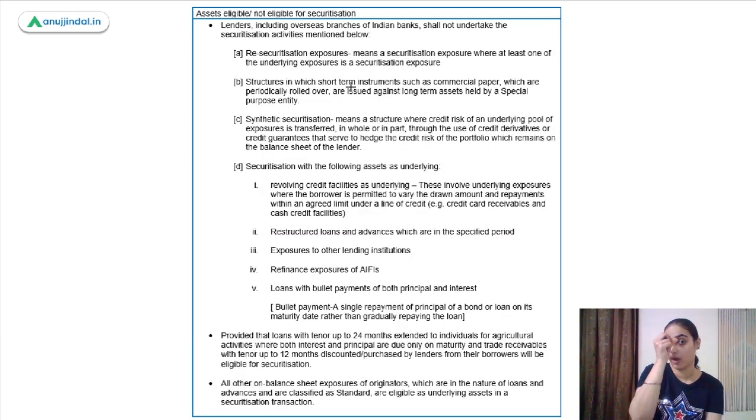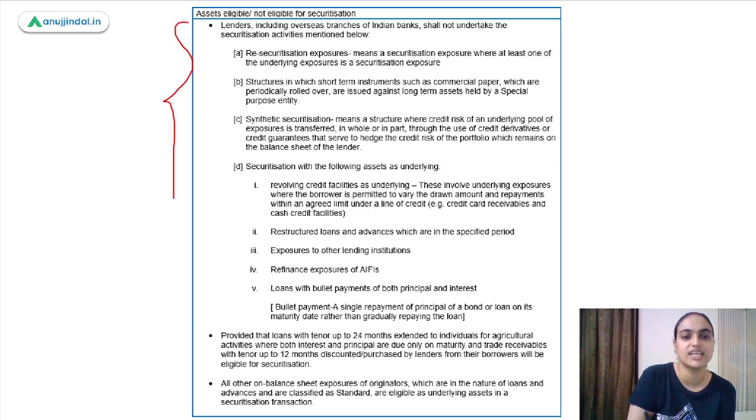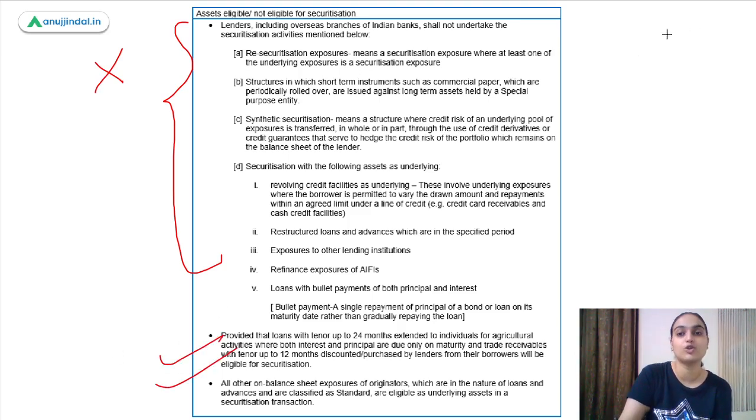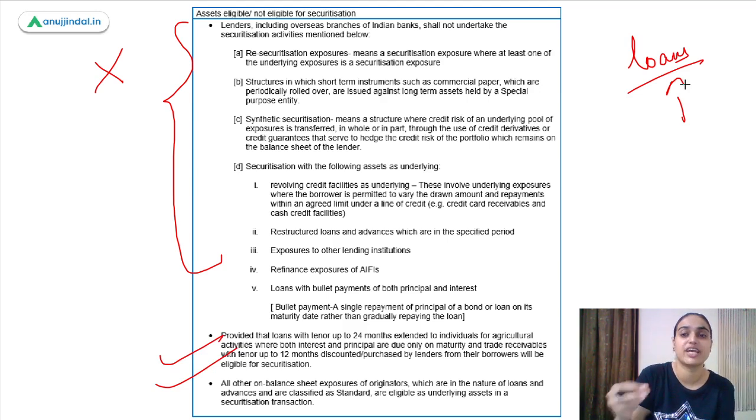Now, talking about assets not eligible for securitization or eligible for securitization. Kuch aise assets hai jinhe aap securitize nahi kar sakte, kuch hai jinhe aap kar sakte. See, these loans which bank is giving, bank will get back the money. So, it's basically an asset for the bank. Now, which assets are there which cannot be securitized? Aise kaun si kind of debts hai, loans hai jinhe aap securitize nahi kar sakte. So, lenders including overseas branches of Indian banks cannot securitize the following.